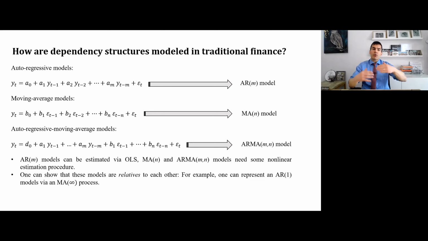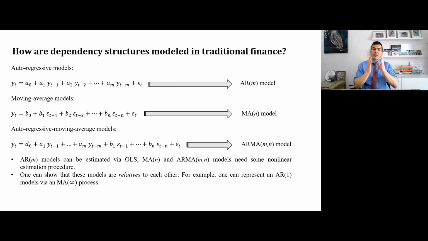We can also combine these models, autoregressive and moving average models. Then we are in the class of ARMA models. Here we have the autoregressive moving average models, which you see here as the third equation, where we have on the left-hand side the yt, the dependent variable, and then we have on the right-hand side the set of regressors. And we have here m lags of the dependent variable itself and n lags of the innovation process epsilon. Again, these parameters have to be estimated using a nonlinear optimization procedure.